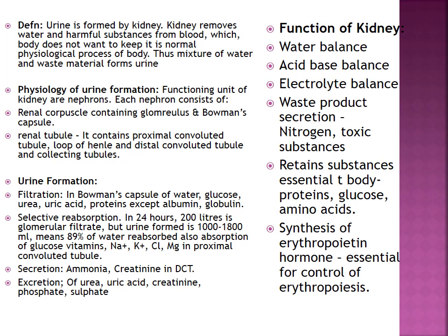Now we will see the functions of the kidney. The main function of the kidney is that unwanted substances are removed. So water balance, acid base balance, electrolyte balance, then waste excretion like nitrogen and toxic substances, then synthesis of erythropoietin. This hormone is secreted from the kidney, and it is mainly required for erythropoiesis, that is RBC formation.